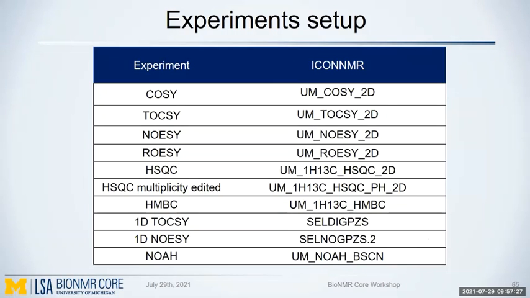Now we can move on to setting up those experiments on ICON-NMR. Similar to the 1D experiments, all of those 2D experiments are set up in ICON-NMR already. So you can just select the experiments that you are interested in. We have COSY, TOCSY, NOESY, ROESY, HSQC, HMBC. We also have those selective 1D TOCSY, NOESY experiments available. And finally, NOVA is also available under ICON-NMR.